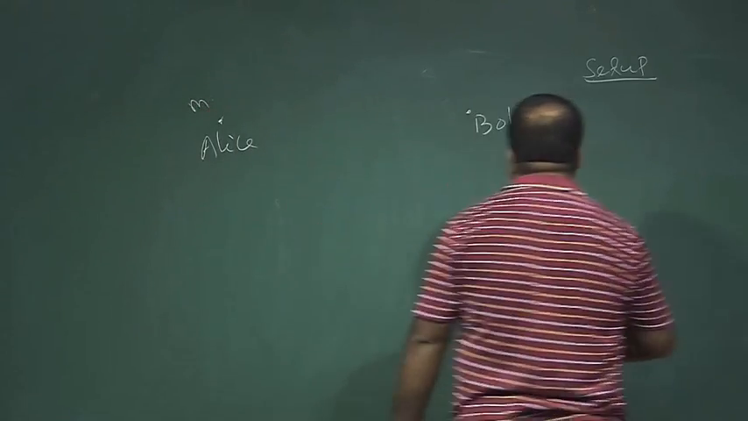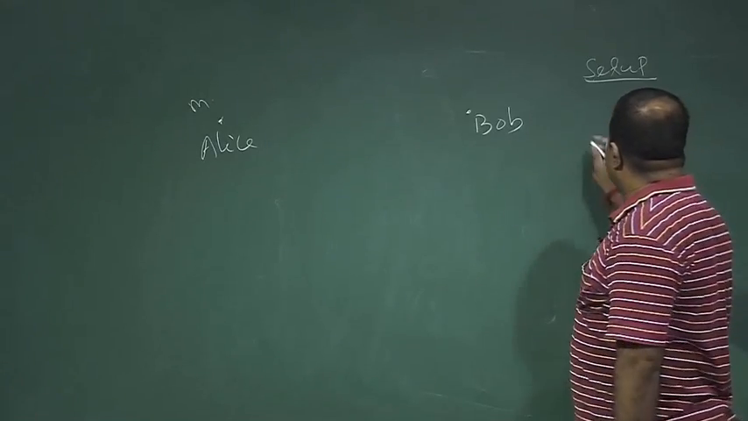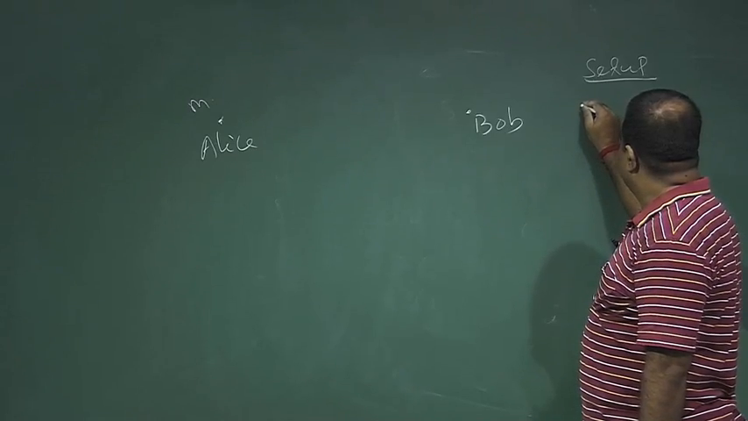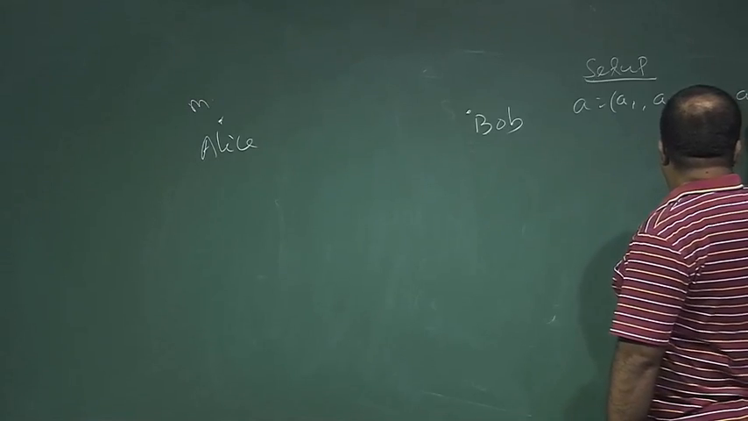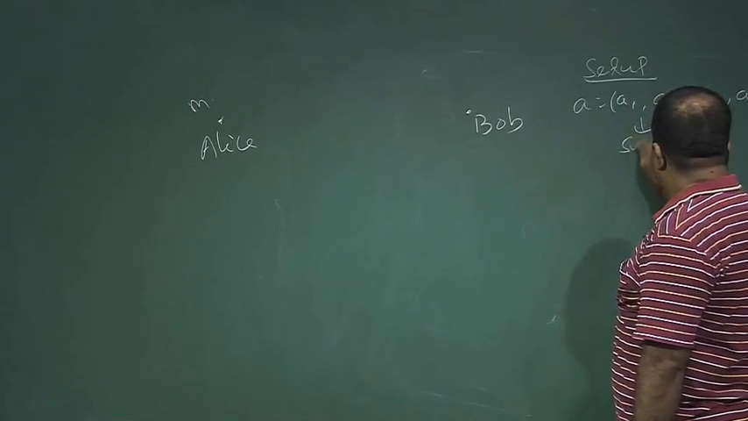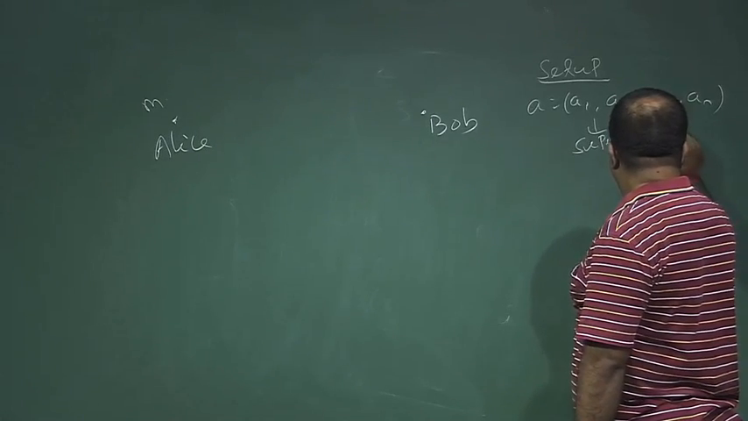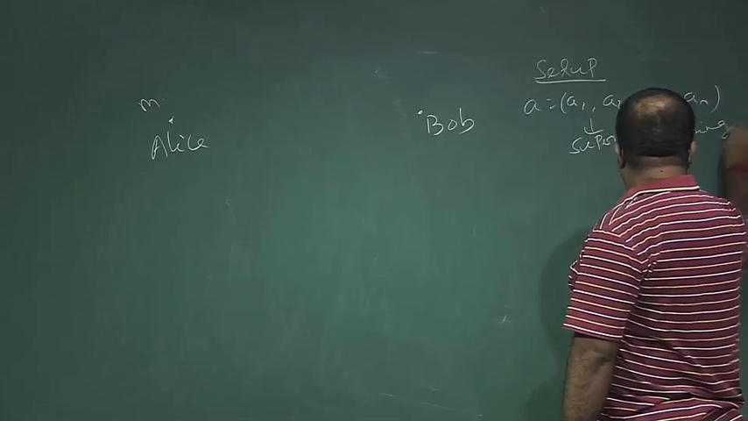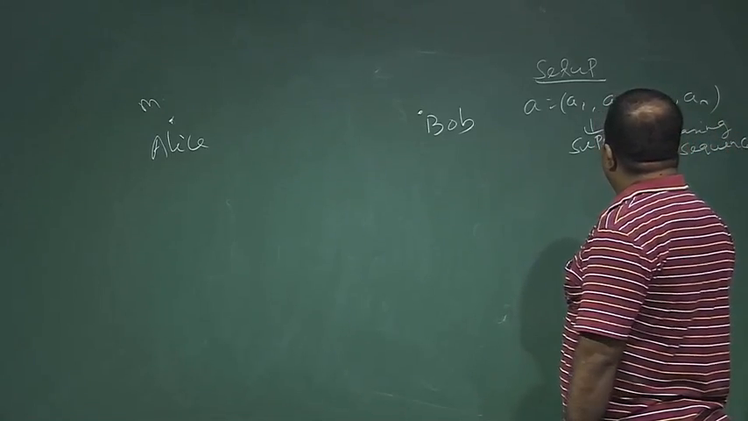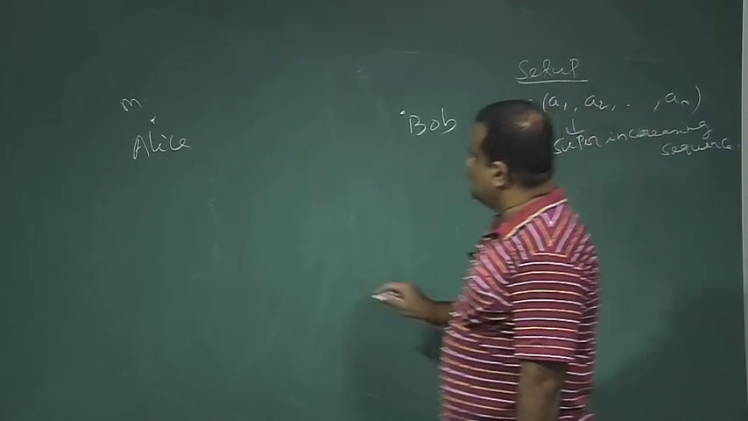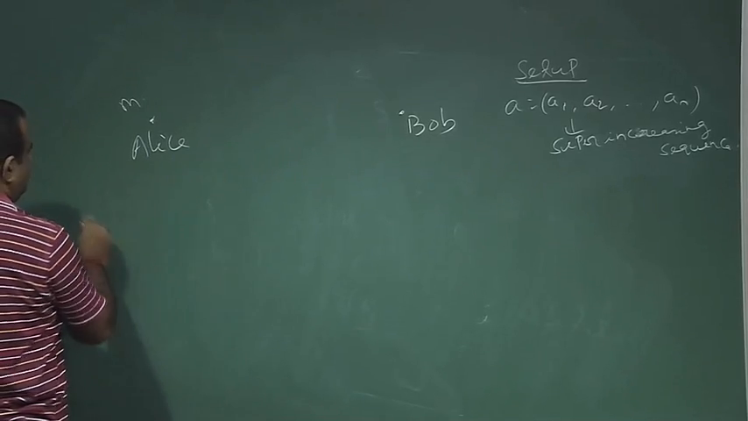Okay, so what is this crypto system? We are choosing a super increasing sequence A, which is a_1, a_2, ..., a_n. This is a super increasing sequence. Alice is sending to Bob. Bob is sending to Alice.